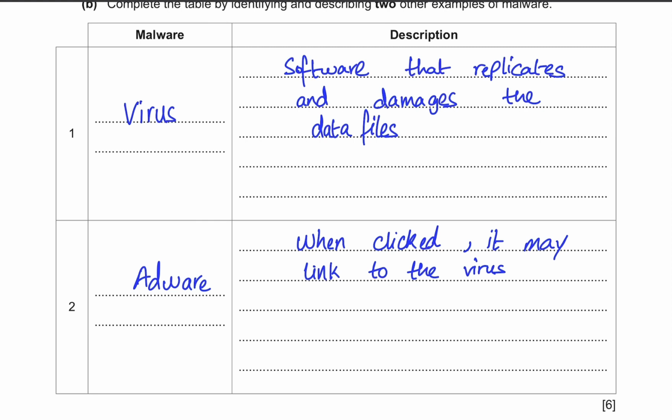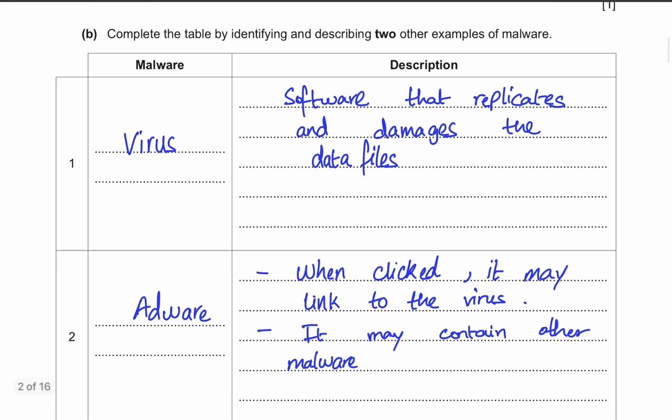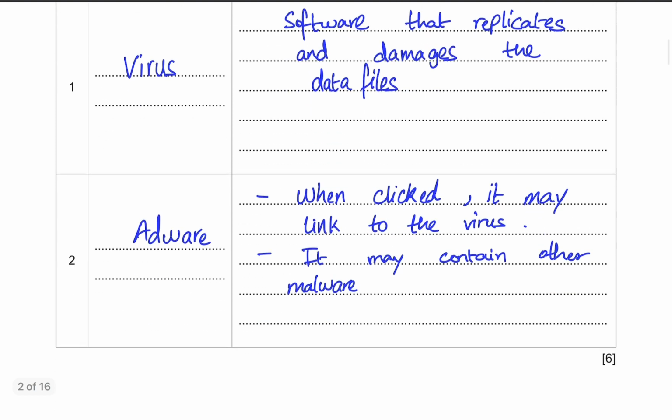And what more can you say? One more point: you could say that it may contain other malware. This is one point, and this is one more point. Always write the shortest and easiest points which are good for you.